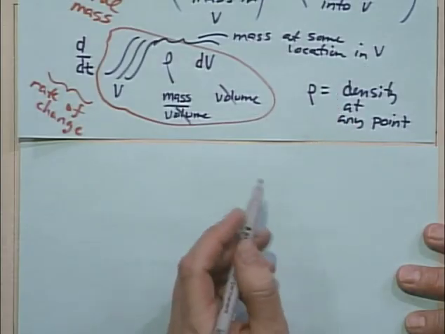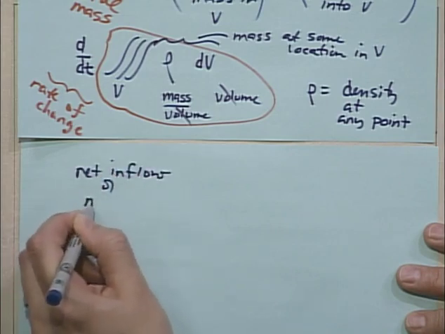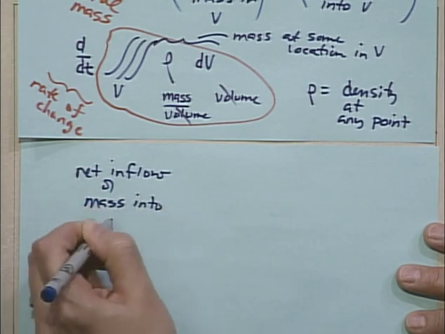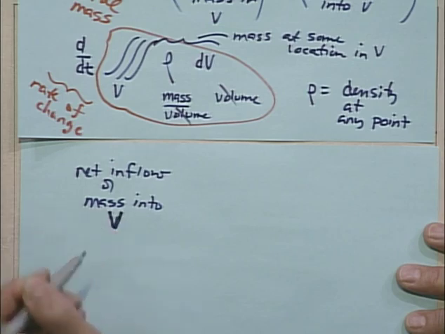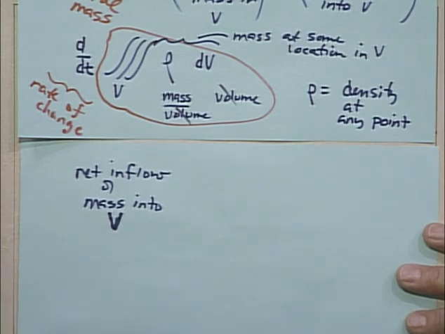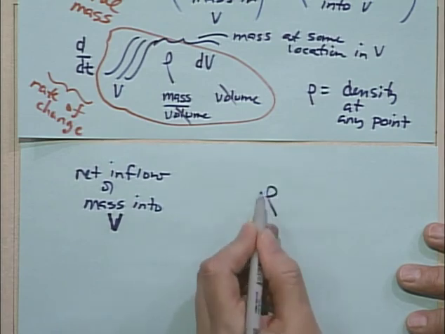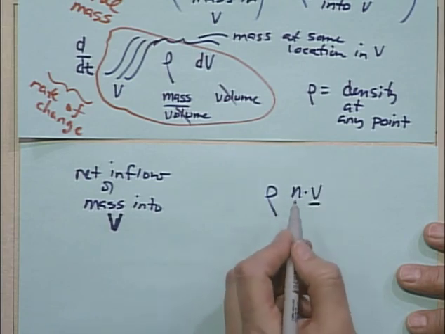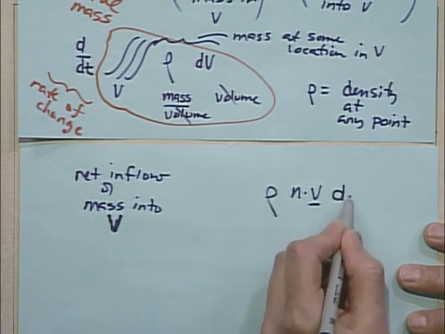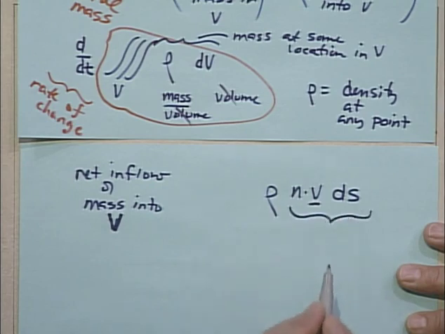So I have the left-hand side. Now I need the right-hand side. I need the net inflow of mass into V. And this is why I asked you to do that homework problem, so that I could do this part really quickly. The net outflow through an arbitrary small surface, you showed in the homework, was the density times the component of the velocity that pushes mass through a particular surface.